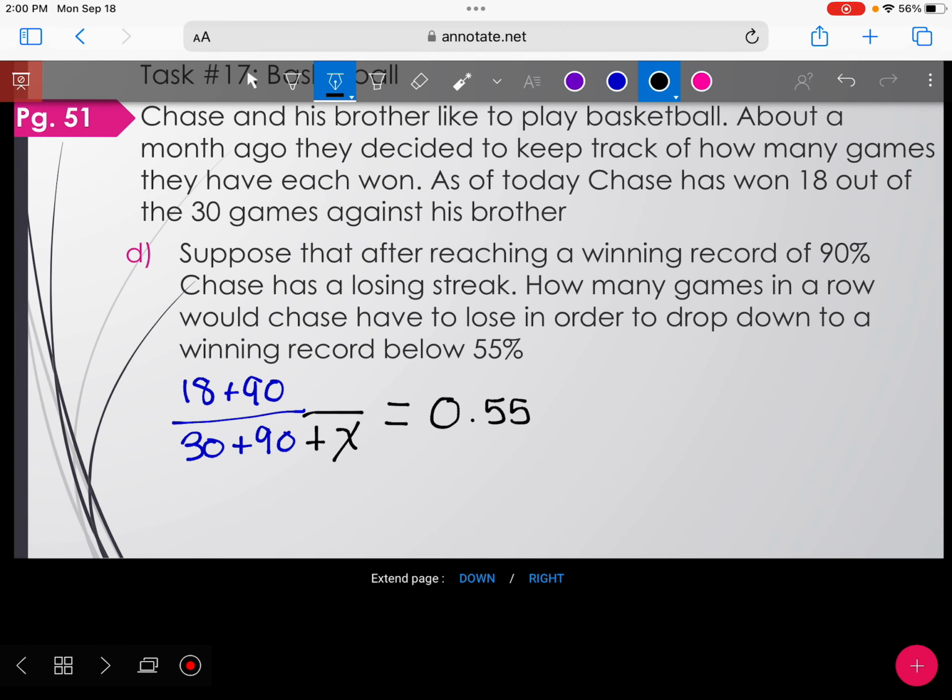Try this. We've structured it. See if you can put it together. Okay? This is the last thing for today. See if you can process this through. How many games would he need to lose? See if you can figure it out.